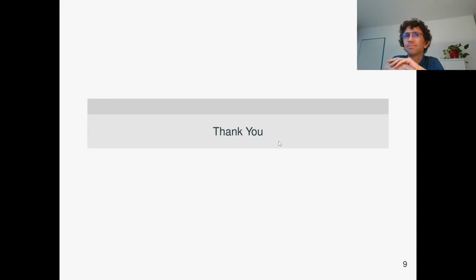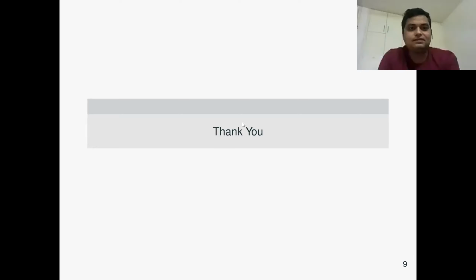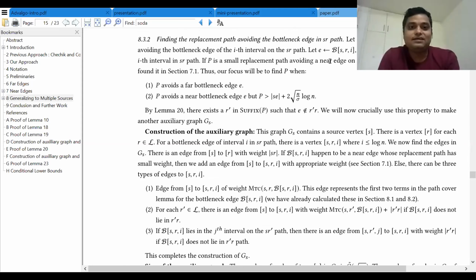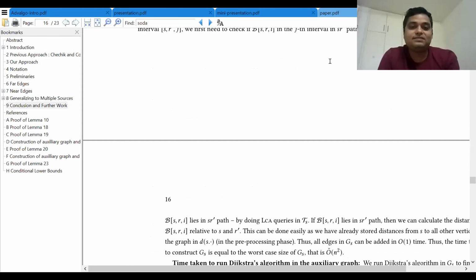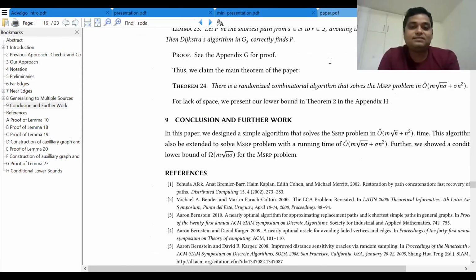Thanks for the talk. Can you mention which conditional lower bound you use? So Boolean matrix multiplication lower bound.